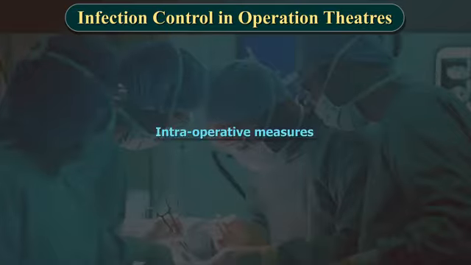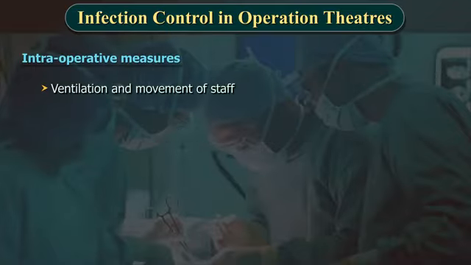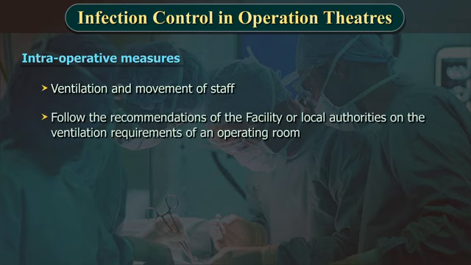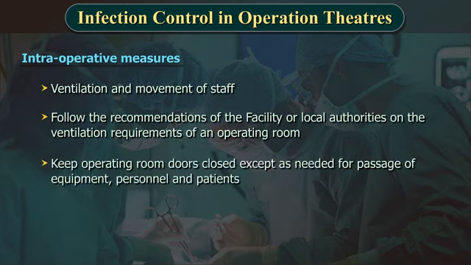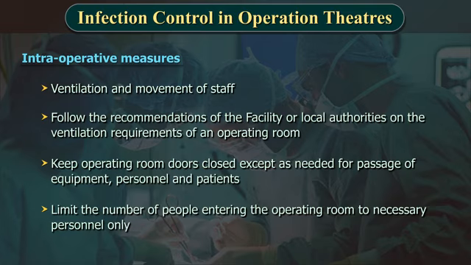Intraoperative measures. Ventilation and movement of staff. Follow the recommendations of the facility or local authorities on the ventilation requirements of an operating room. Keep operating room doors closed except as needed for passage of equipment, personnel, and patients. Limit the number of people entering the operating room to necessary personnel only.